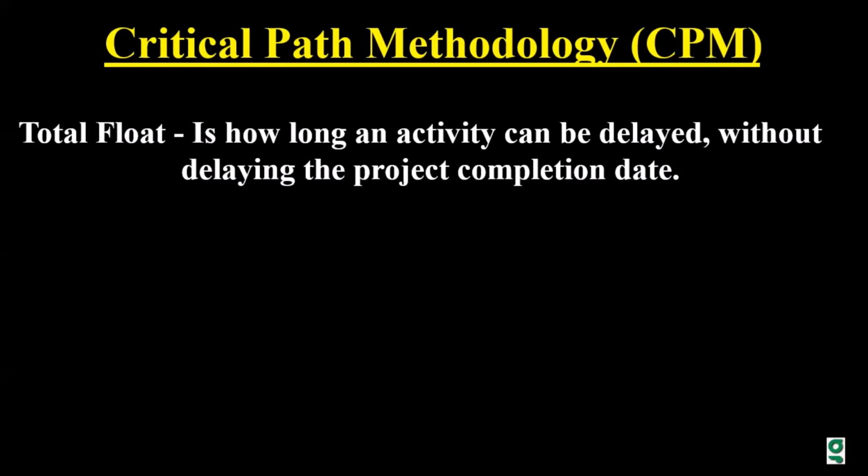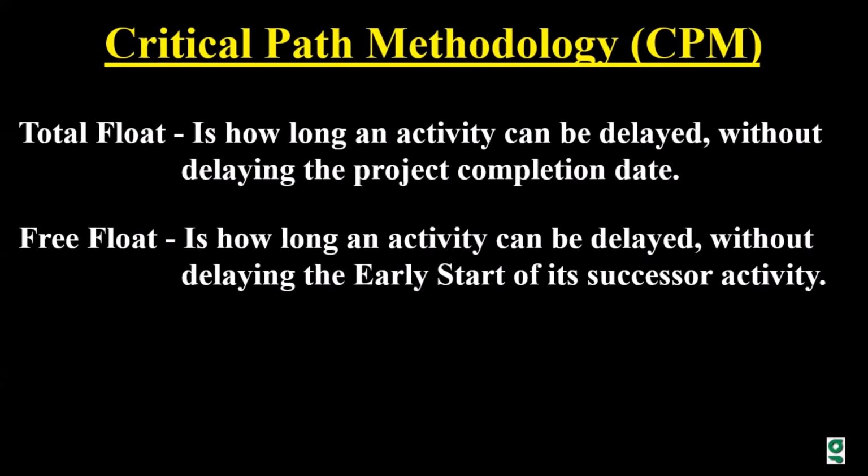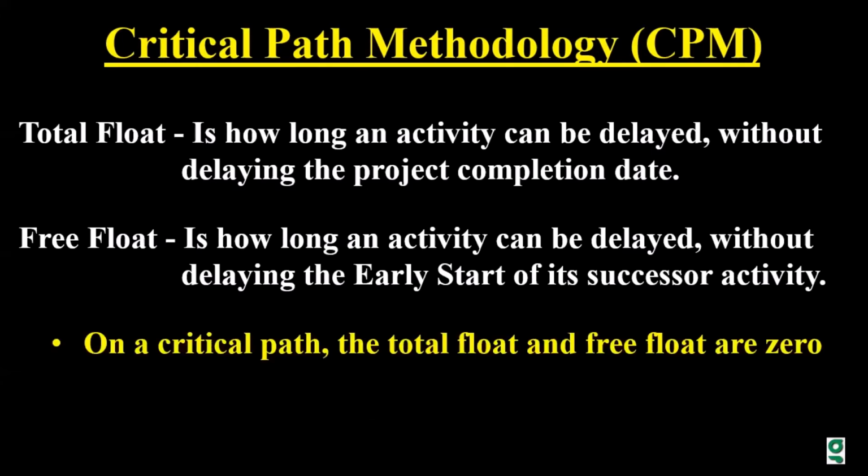We also need to talk about a free float. The free float, however, is how long an activity can be delayed without delaying the early start of each successor activity. At any rate, on a critical path, the total float and free float are equal to 0. What that means is that every activity on a critical path must have a total float and a free float of 0.